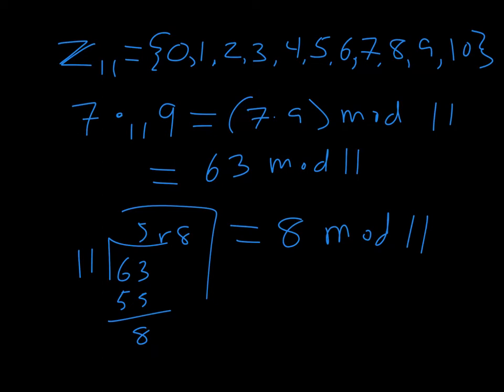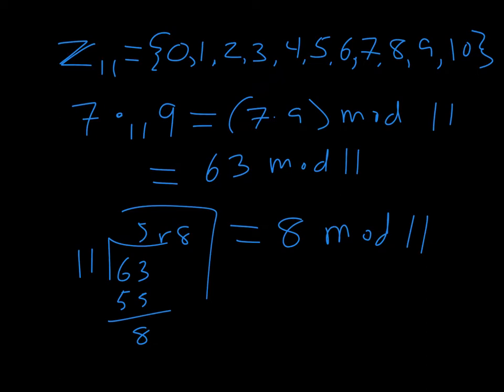Now, you can get the same answer by starting at 7 and counting up. It's counting 7 nine times, but that would take a while. It's quicker just to multiply as integers and then do the division and see what your remainder is. And that's all there is to it.